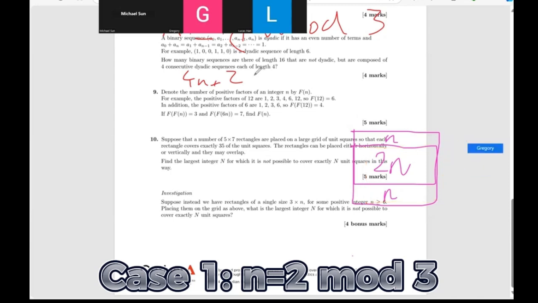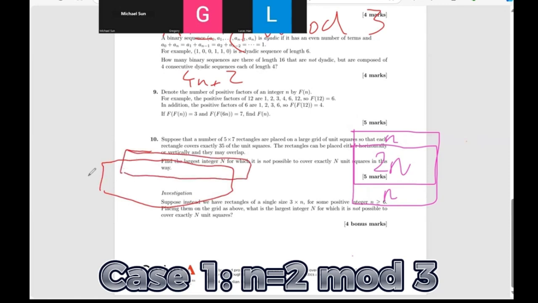Now to get 4n plus 2, what we do is the... Let's see. How much is this? Yep, 1, 1. Oh, 3, yeah, 1, 1, 1. So that's how you get 4n plus 1, because n is 2 mod 3.